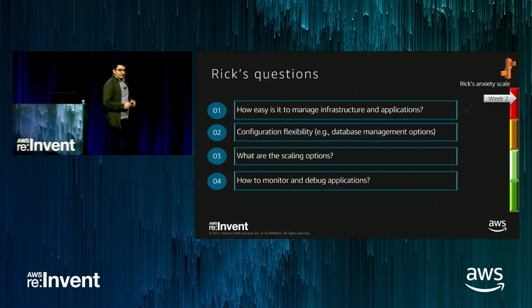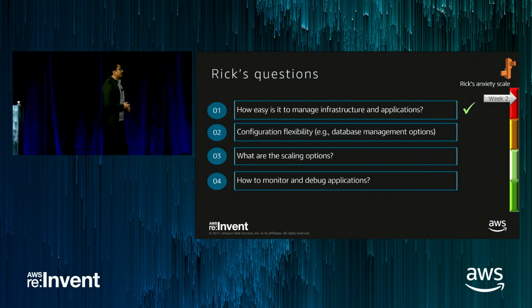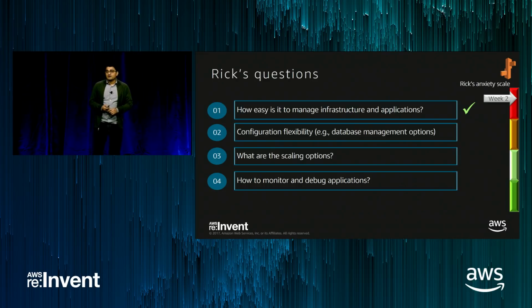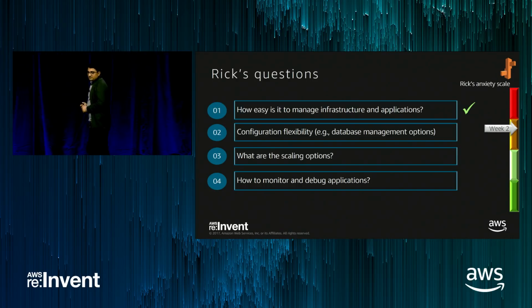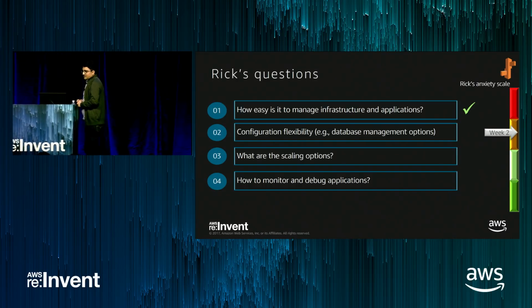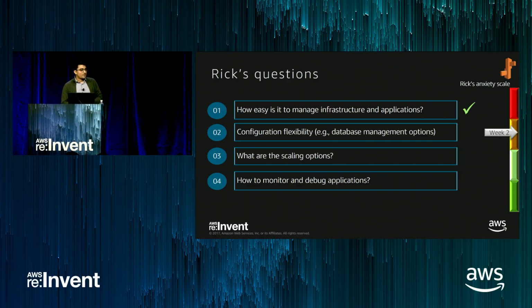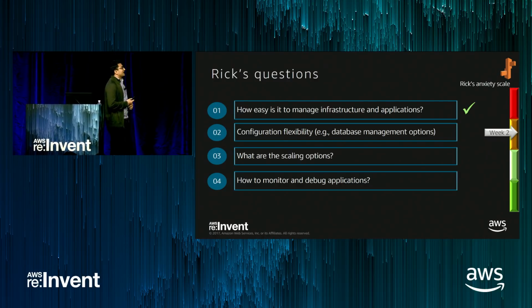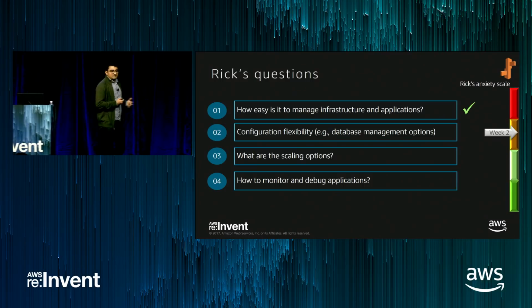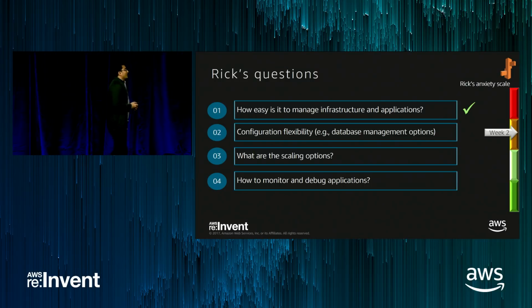All right, so Rick's first question has been answered, and let's say his anxiety scale has started to move towards green. Now let's look at the second question that he had. How flexible is Elastic Beanstalk in terms of configuration?